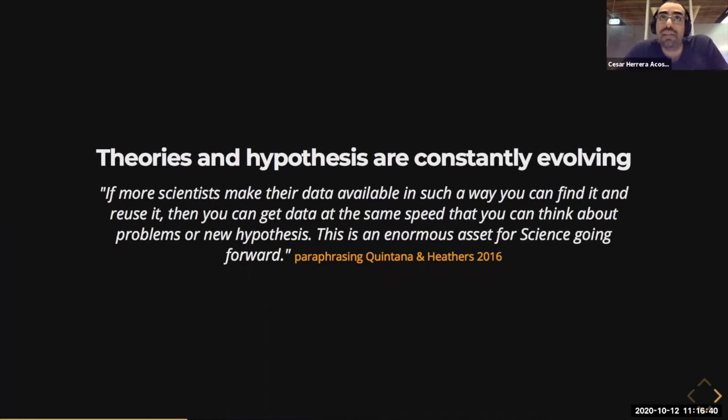And again, paraphrasing Quintana and Heather, 2016, they say, if more scientists made their data available in such a way that you can find and reuse it, then you can get data at the same speed that you can think about problems or new hypotheses. And of course, this is an enormous asset for science going forward. I think we will all appreciate this phrase, unless you are working with synthetic data or simulations. Having data available that is ready to inquire is super important to accelerate the pace at which we produce knowledge.